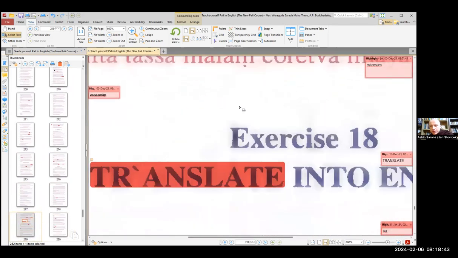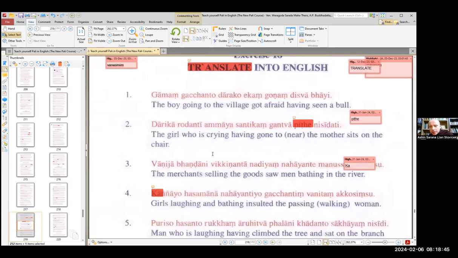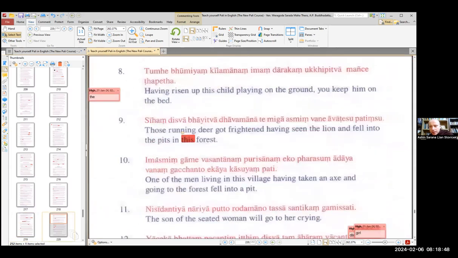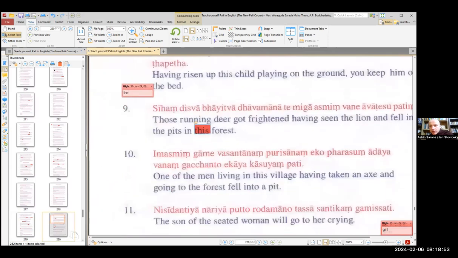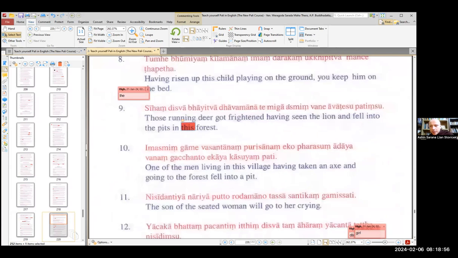So here we have some typos. Ite, we already saw that. Kaññāyo as well. This forest. Actually, it is the forest. You do not get the "this". You see, we have asmiṃ vane avāte supatiṃsu. Could be imasmiṃ vane, but I think asmiṃ is also fine. So it would be that.